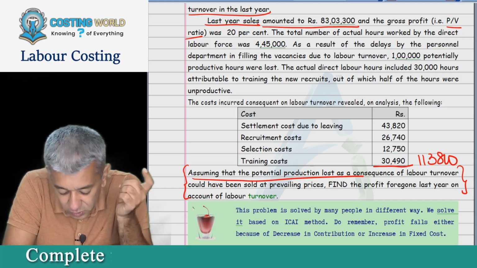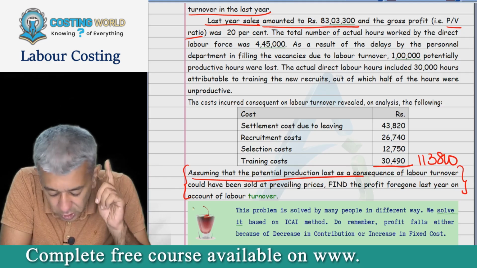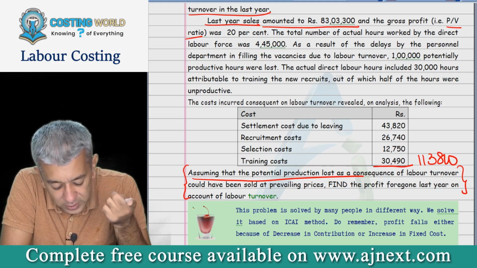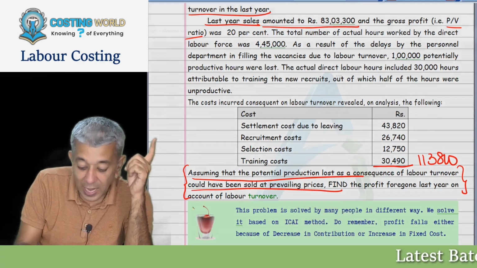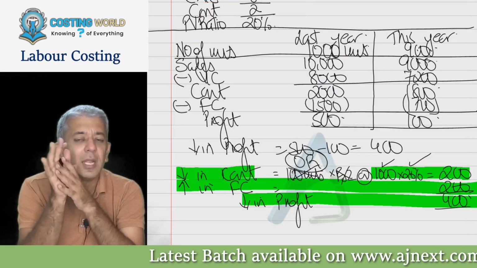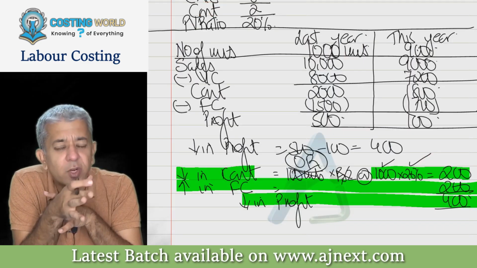I'll read this line once more. Assuming that potential production lost as a consequence of labor turnover could have been sold at prevailing prices. If in last question I try to check this, tell me due to labor turnover, how many units were lost?